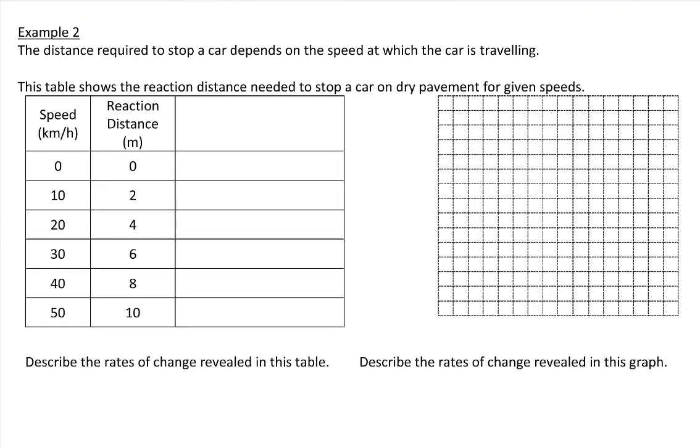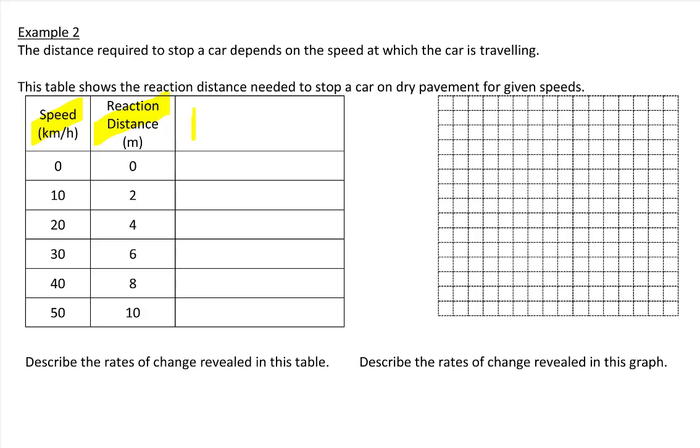So example 2: the distance required to stop a car depends on the speed at which the car is traveling. I have the table values here that show the reaction distance needed to stop a car on dry pavement for given speeds. So here's the speed of the car and the reaction distance needed to stop the car on dry pavement for those speeds. So how do we find the rate?